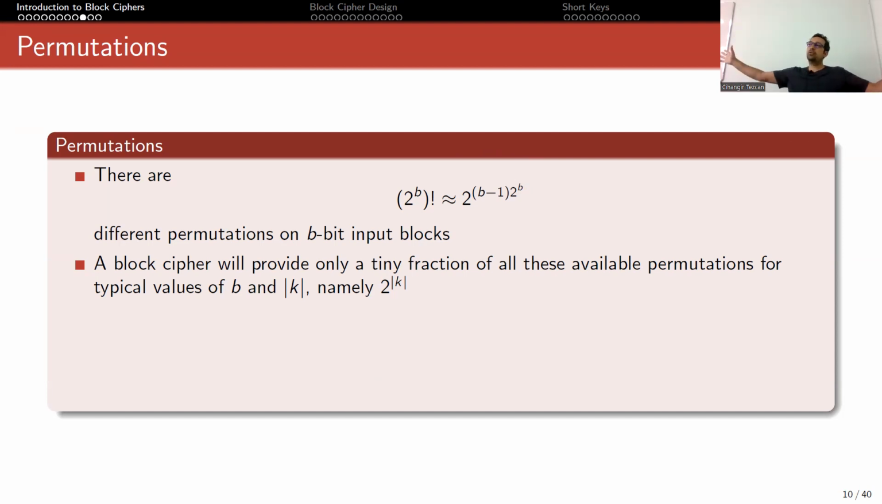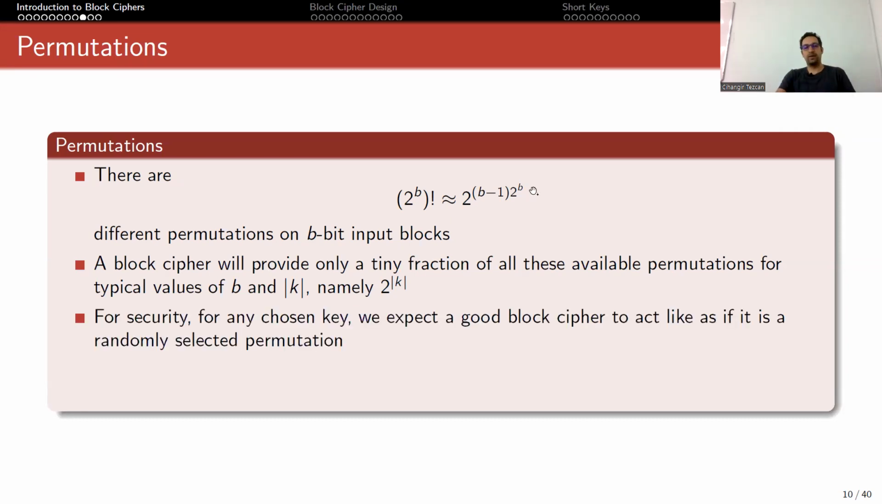So there are a huge number of permutations, which looks like infinity, a huge space. So you are trying to design a cipher which actually chooses a good subset of it. For security, for any chosen key, we expect a good block cipher to act as if it is a randomly selected permutation. So in cryptanalysis, this will make more sense.